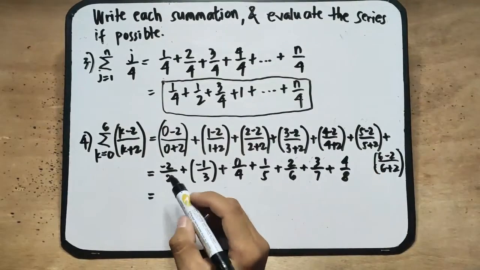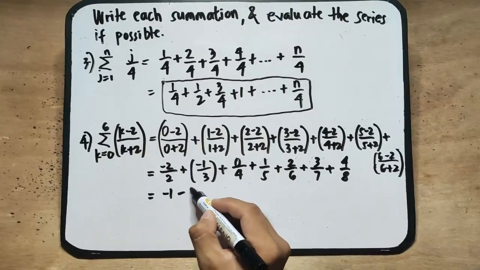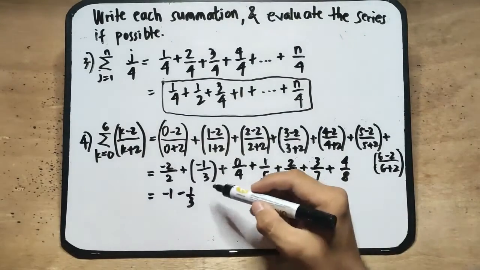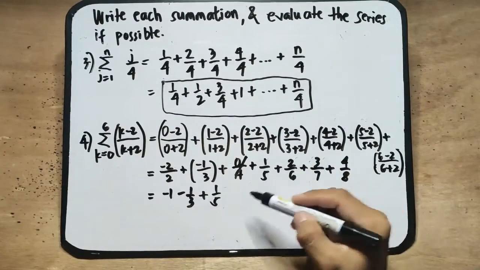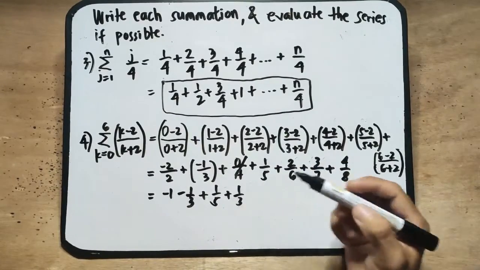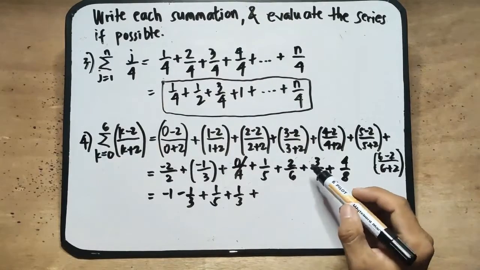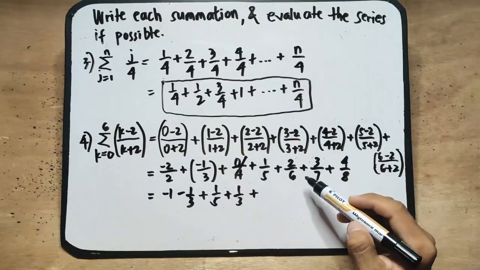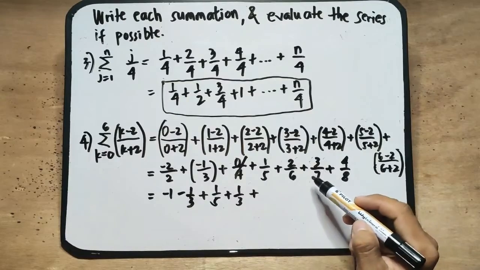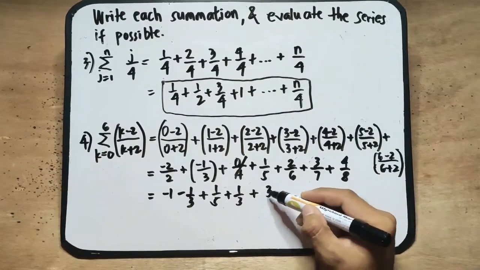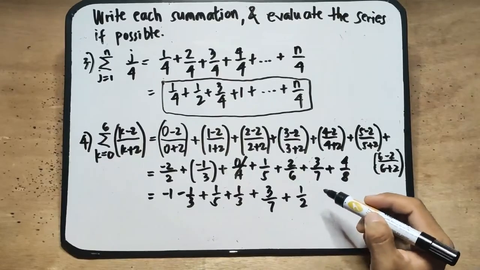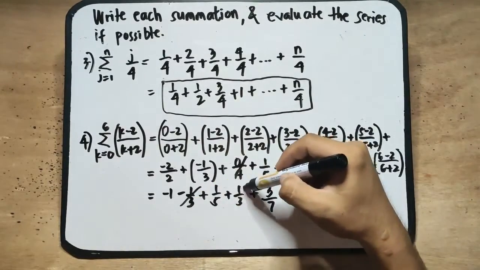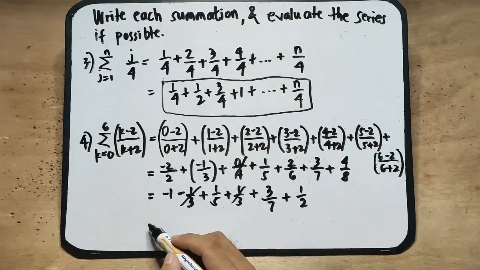So simplifying further, we have negative 1 minus 1 third. Mawawala na yan. So plus 1 all over 5 plus 1 third. Kasi 2 all over 6 can be simplified into 1 third. Then 3 all over 7. And then 4 all over 8 is 1 half. So makakancel na yan.